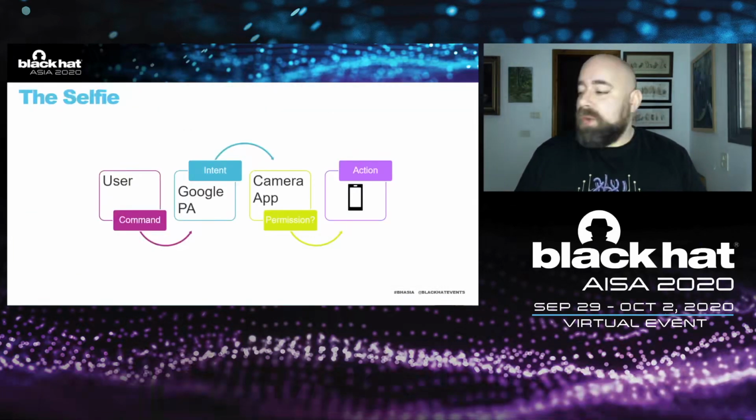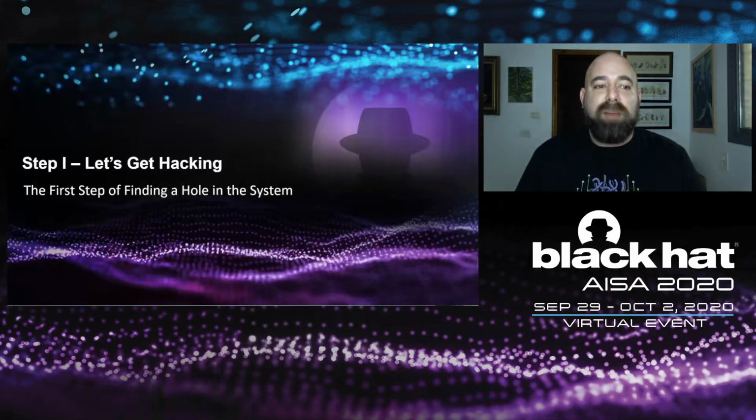So if we summarize the process that we saw here, a user, me, gives a verbal command to the Google PA. The Google PA sent the intent, hoping someone will catch it. The application that caught the intent was the camera application, which was supposed to check for permission. We will talk about that in a second. And to activate the action in the camera application, in this specific case, just shoot a selfie. So let's talk about the permission of the camera app.